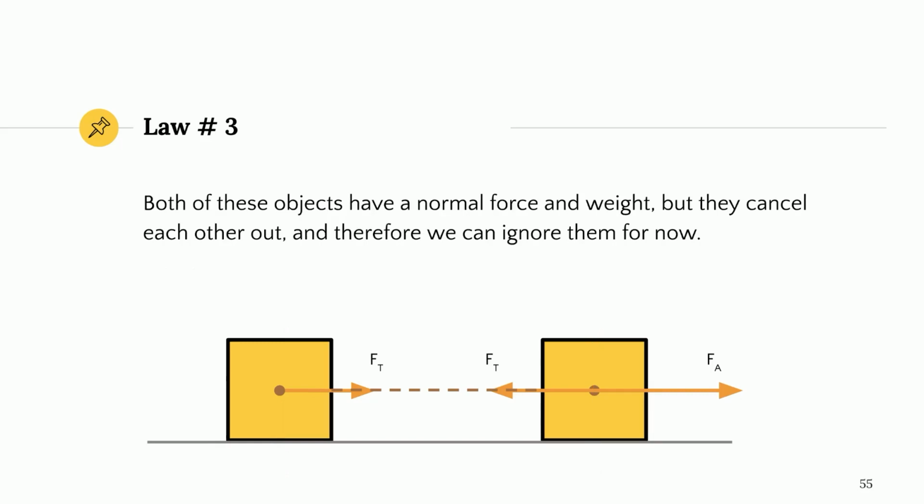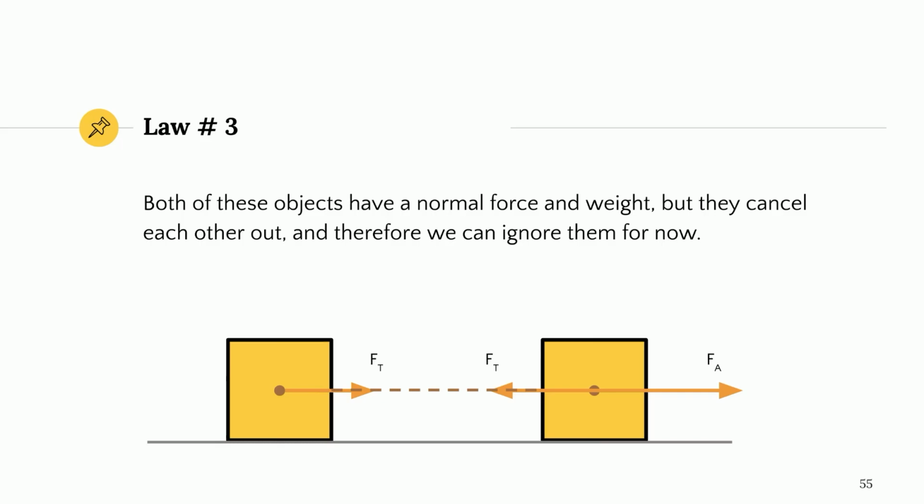Both of these objects have a normal force and a weight, but they cancel each other out, and therefore we can ignore them from now. This is a very important thing in both physics and mathematics. If the problem at hand doesn't require us to use certain variables and they cancel out, we should cancel them out to make it easier. So in this case, since we know the normal forces and the weights are the same and they're in opposite directions, we can just cancel them out.